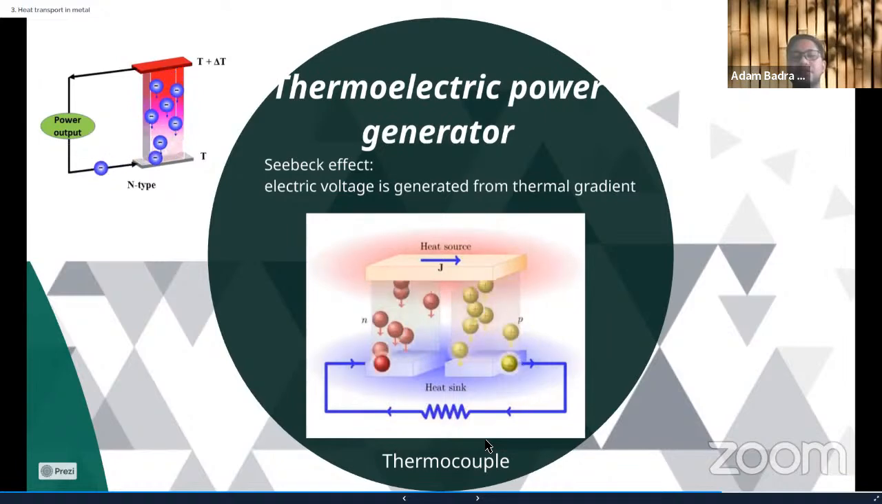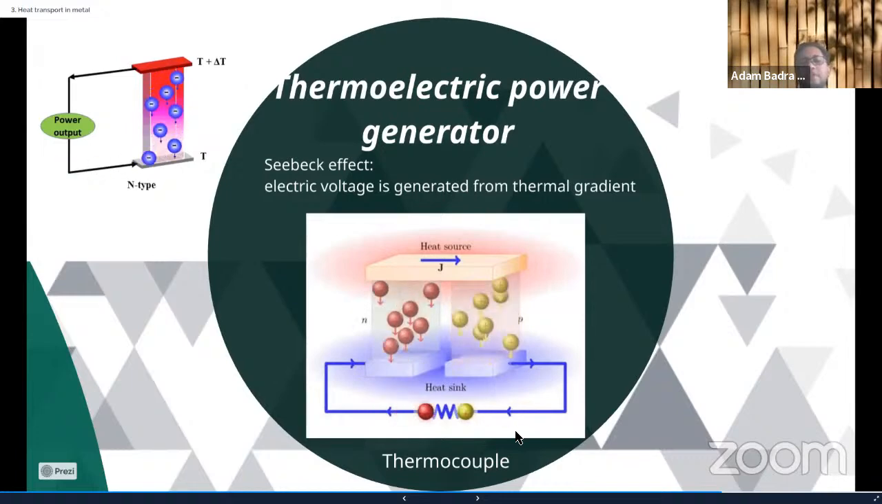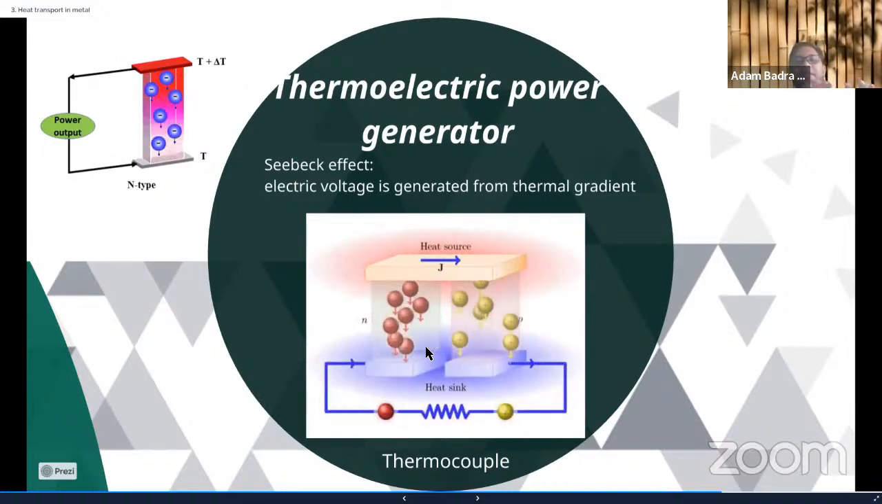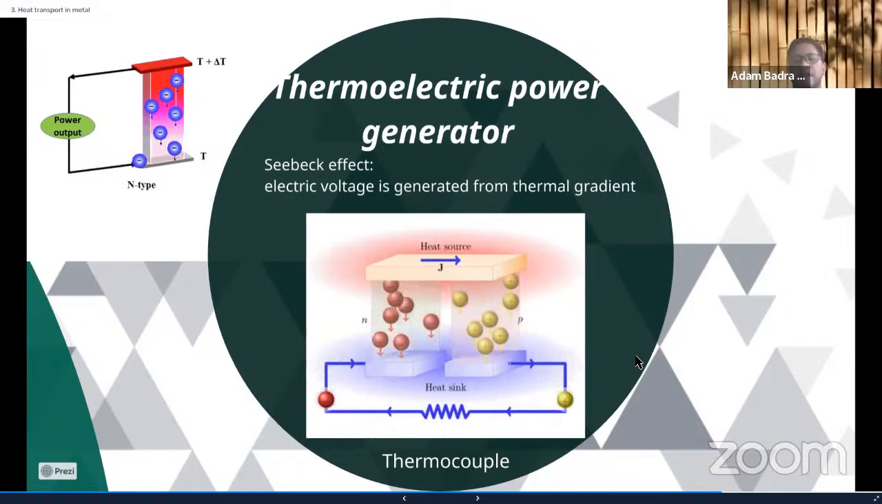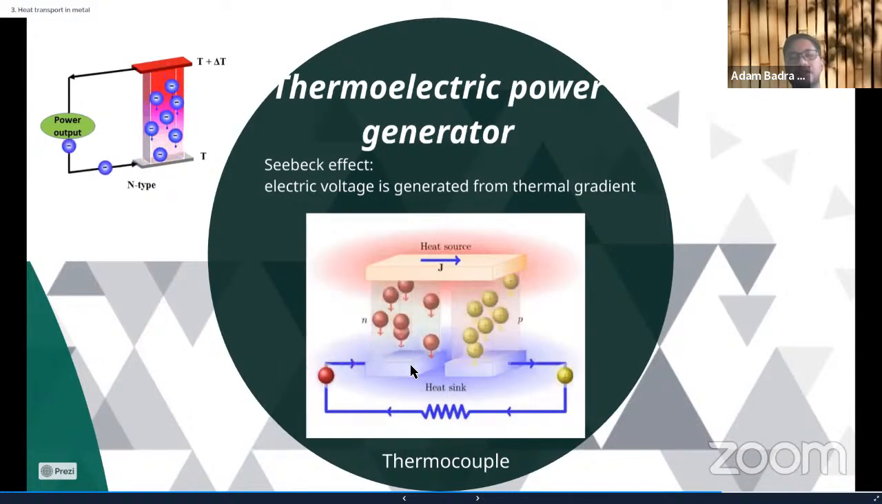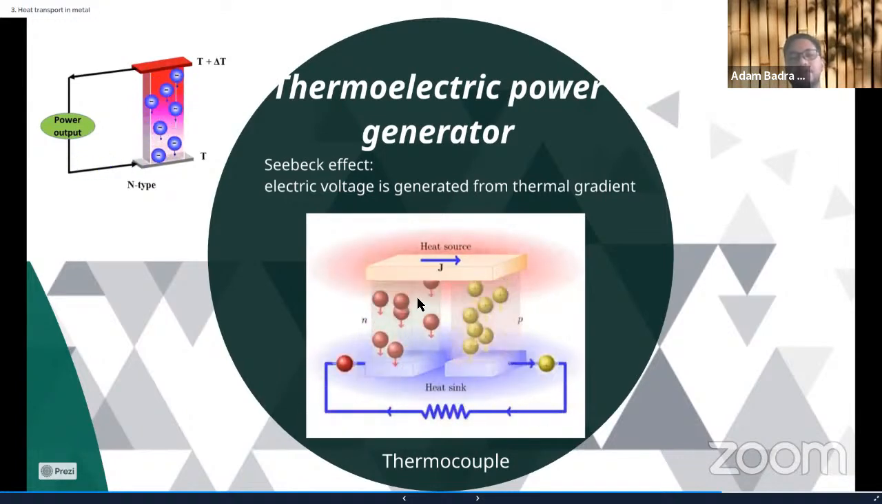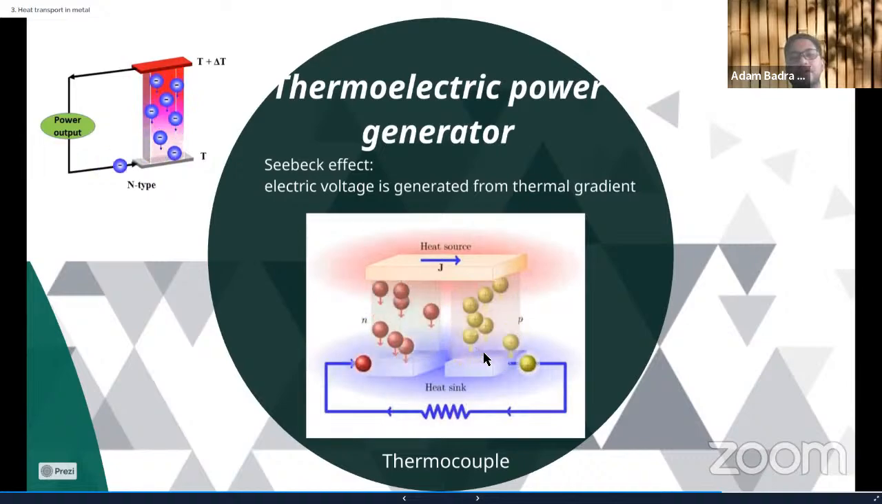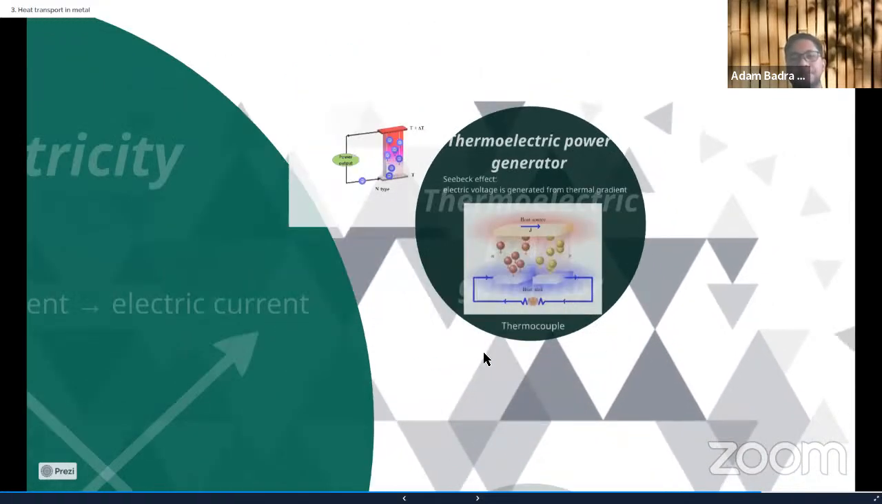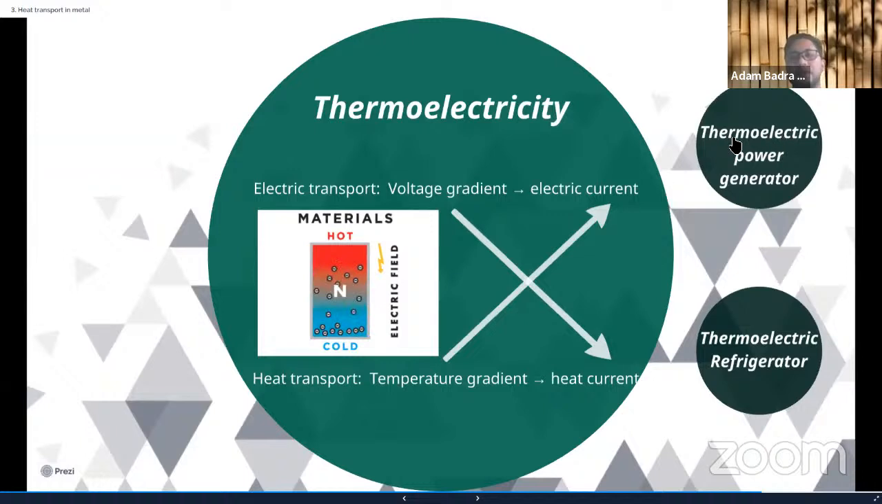And this circuit is often called a thermocouple. It's only two materials because of the coupling, so it's called thermocouple. Or you can make a series or parallel circuit of that, and it's called a thermopile, something like that. So you can get more voltage difference if you use more thermoelectric material. And not only for thermoelectric power, we also have what is called a thermoelectric refrigerator.